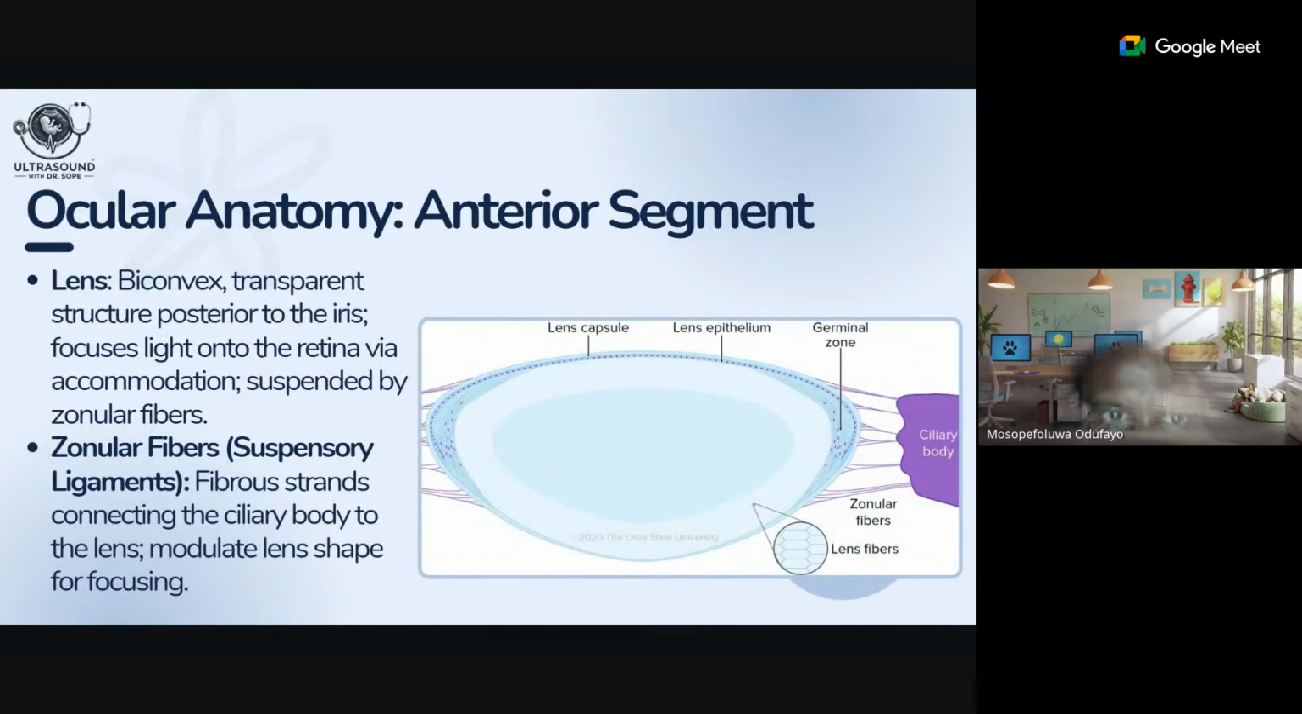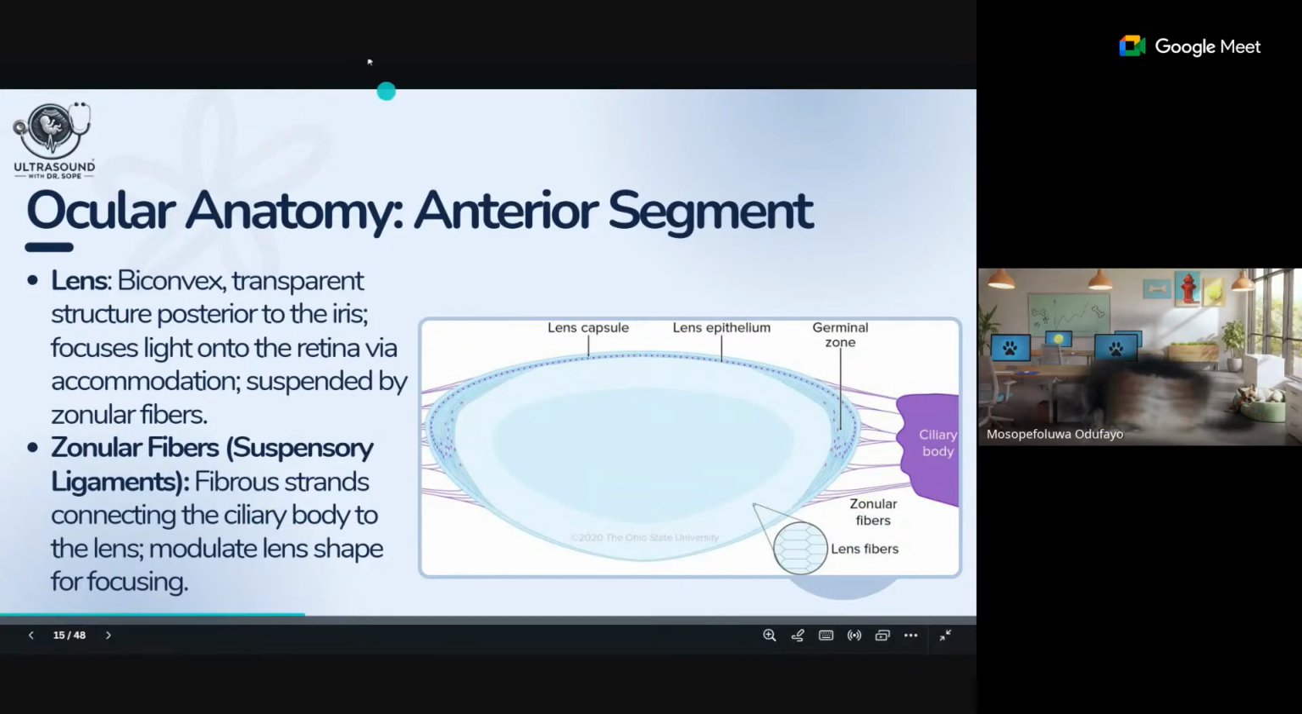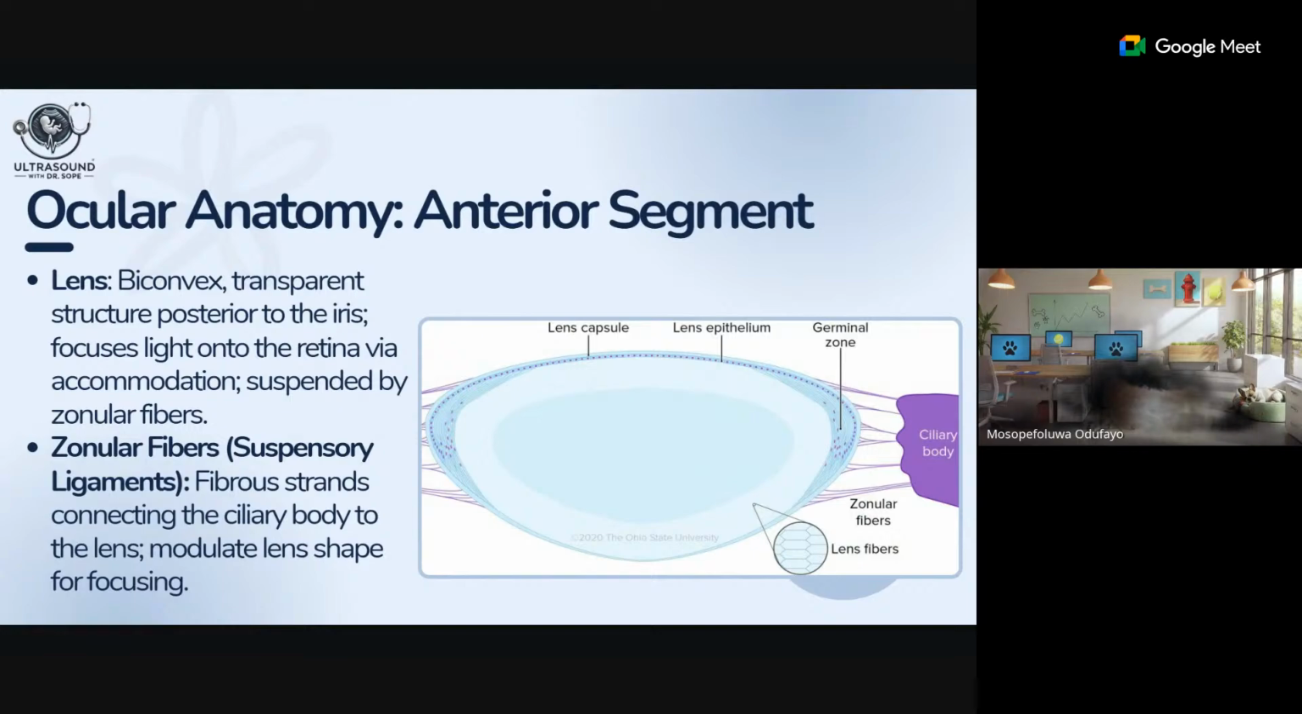So we can see the lens itself is a biconvex transparent structure posterior to the iris, and it focuses light onto the retina via accommodation. It is suspended by zonular fibers. And those zonular fibers, like I explained, are fibrous strands that connect the ciliary body to the lens. So you can see them here, connecting the ciliary body to the lens. So the anatomy is so simple.